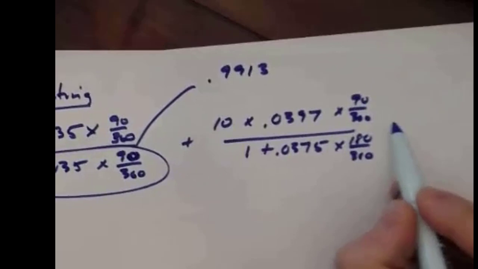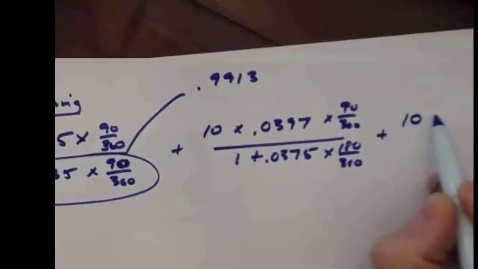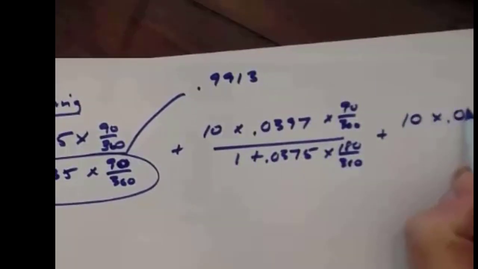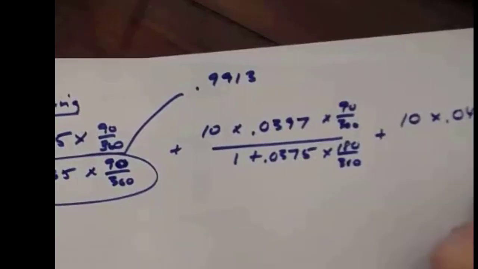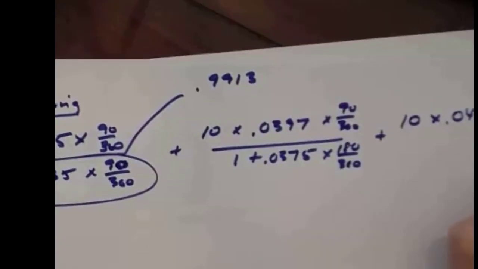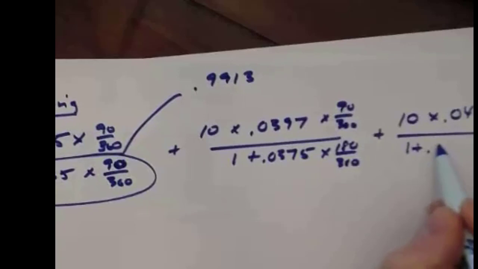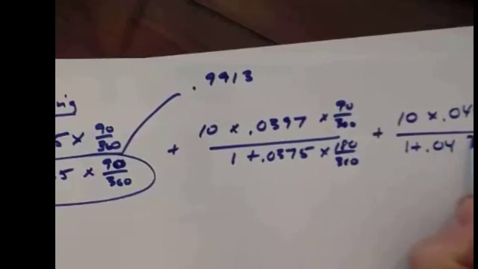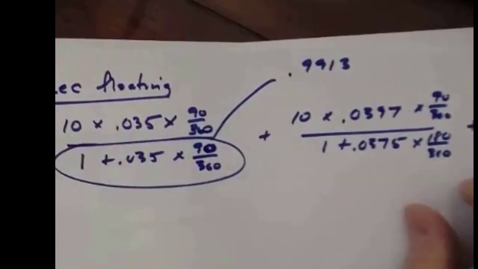Then we have one more payment, 10 million times 0.0442. Again, that is the forward rate, the last forward rate for 90 days. And then we need to discount that by the spot rate, which is 4% for 270 days. Okay, that is the receive floating.